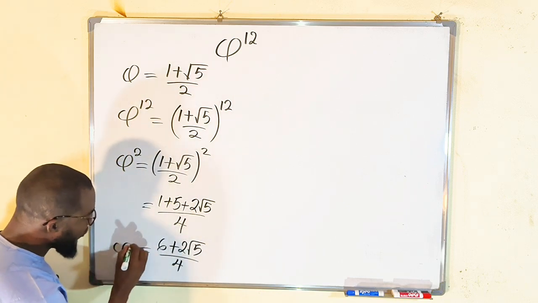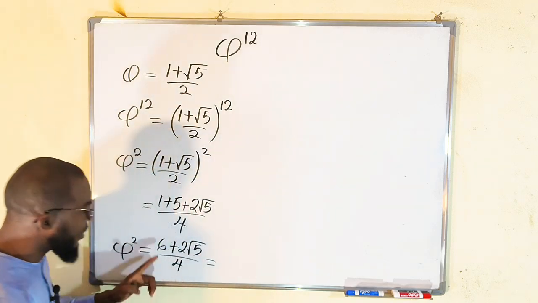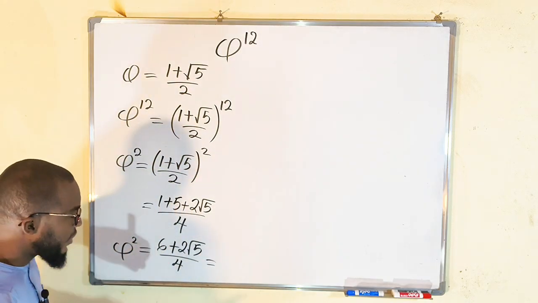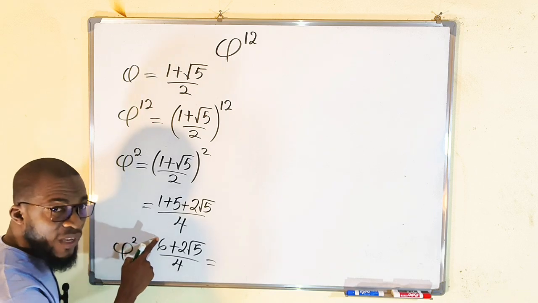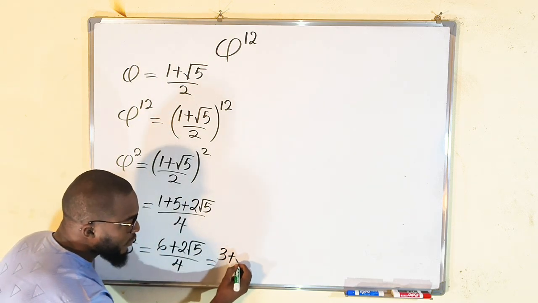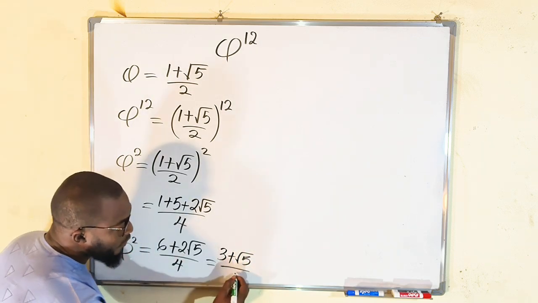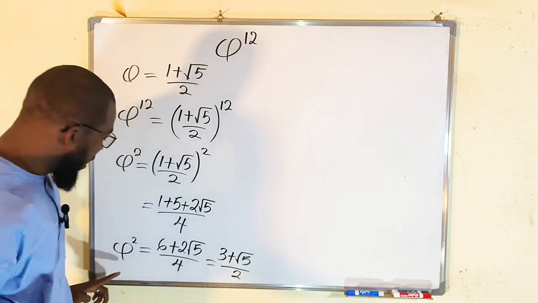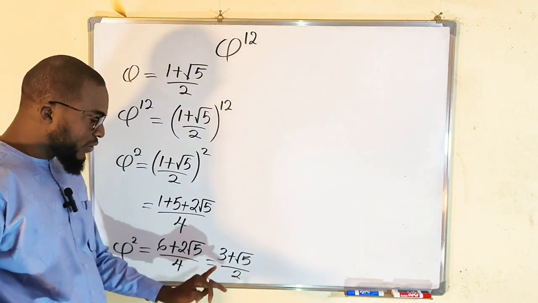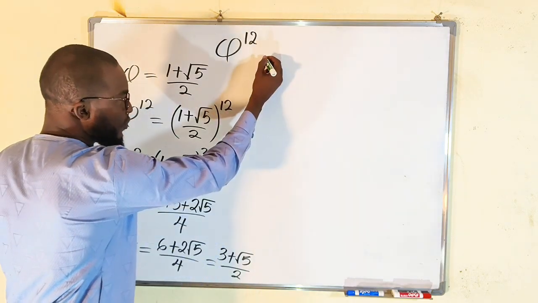This is the golden ratio to the power of 2. And I believe we can reduce this to the lowest terms because 2 can divide all of these coefficients. 6 divided by 2 is 3. Plus 2 divided by 2 is still 2, so we have just root 5 here, divided by 4 divided by 2 is 2. And hence, the golden ratio to the power of 2 is just (3 plus root 5) divided by 2. So let me continue here.